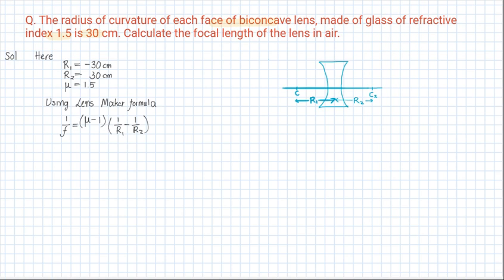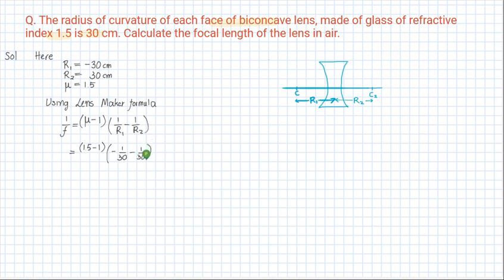The refractive index they have given is 1.5, minus 1. R1 is minus 30 centimeter, so I'll write down minus 1 by 30. Then negative sign, and then R2 is 30 centimeter. So R2 is also 1 by 30 centimeter. I'll close the bracket.